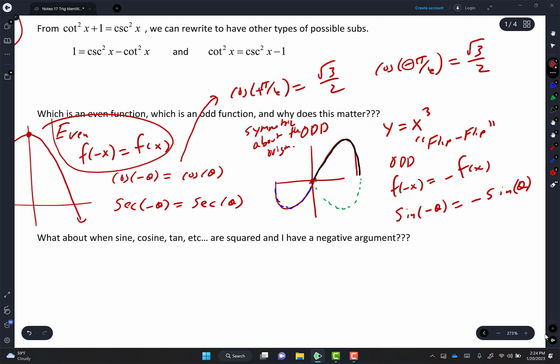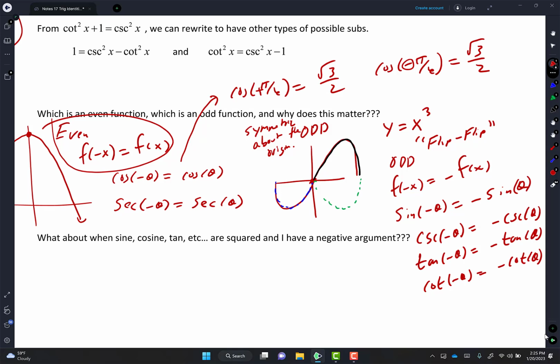And if sine is odd, then that means the reciprocal of sine is also odd. Cosecant of negative theta is equal to negative cosecant of theta. Let's see, what else is odd? Tangent of negative theta is equal to negative tan theta. And then cotangent of negative theta is equal to negative cotangent of theta. 1, 2, 3, 4, 5, 6. We got them all.